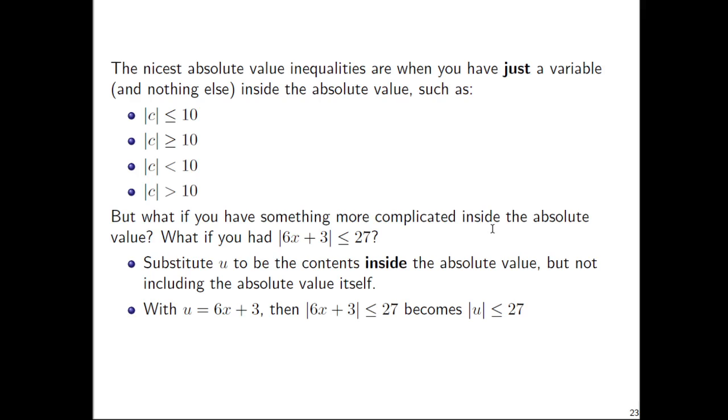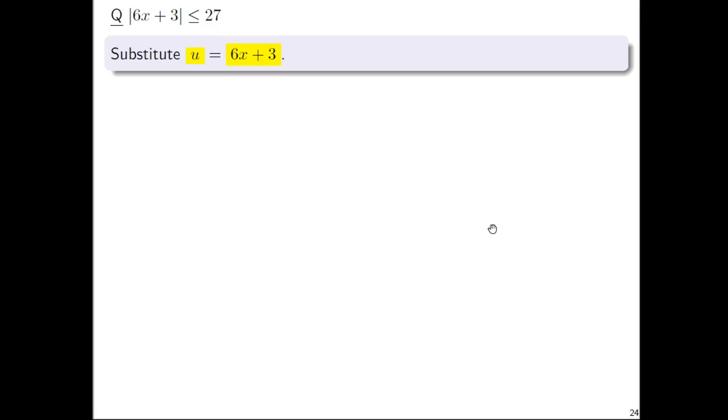Let's do this carefully on the next slide with some color coding. So the question here is absolute value of 6x plus 3, close absolute value, less than or equal to 27. We're going to substitute u is 6x plus 3. So u is really going to be just the stuff that is inside the absolute value. Okay, just the stuff inside. You'll notice that in this blue box here, with the yellow highlighting, there is no absolute value symbol written. The absolute value symbols just tell us where to look. They become the limit of what we're saying u is going to be.